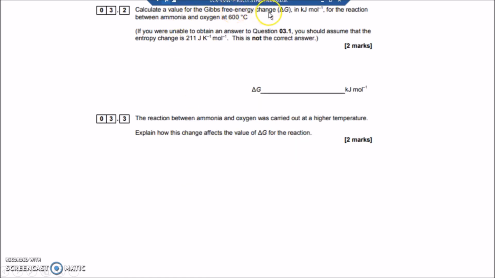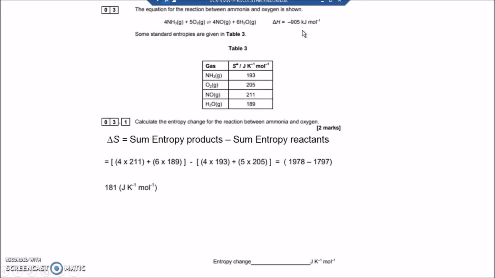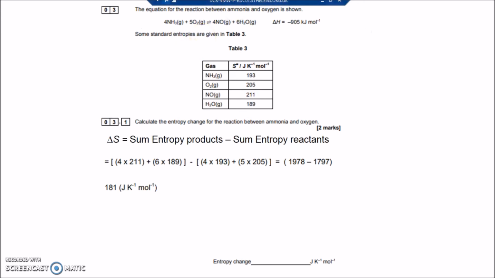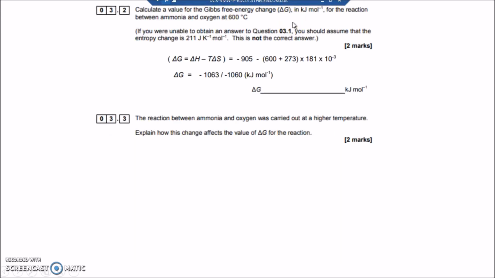Calculate a value for Gibbs free energy change, delta G, in kilojoules per mole now, so we are going to have to convert that to 0.181 kilojoules per mole, for the reaction between ammonia and oxygen at 600 degrees C. So let's have a look at the equation. Delta G equals delta H minus T delta S. So Gibbs free energy change, delta G, is the enthalpy change. The enthalpy change is minus 905.